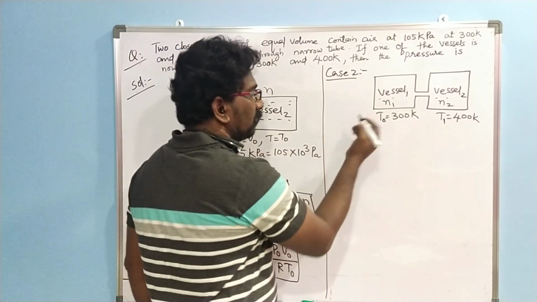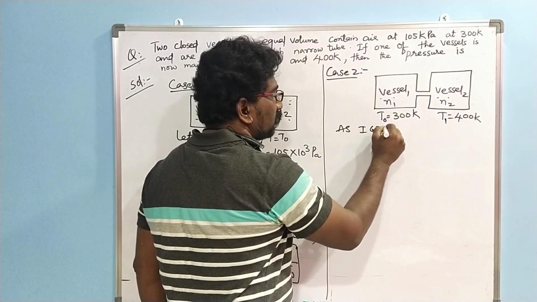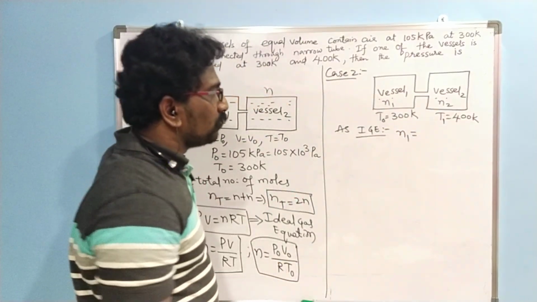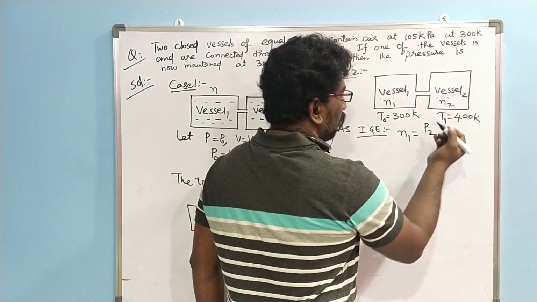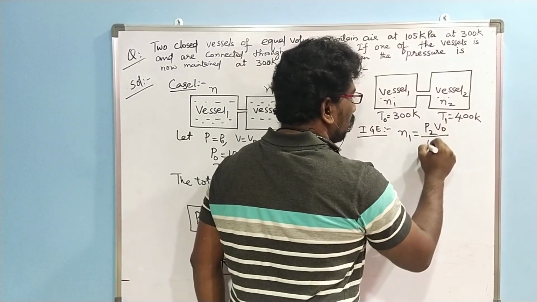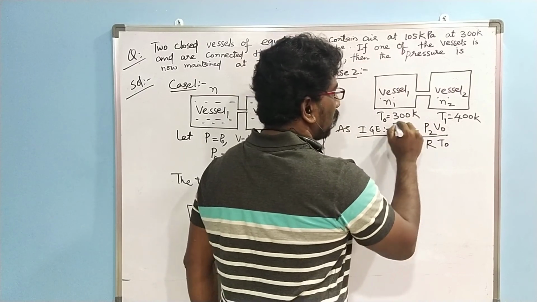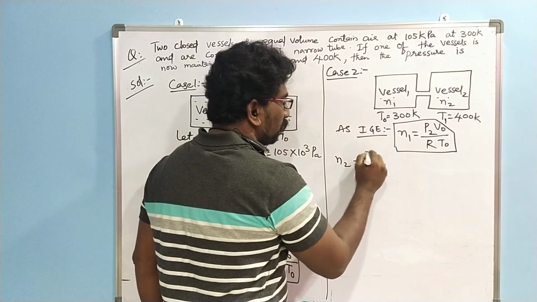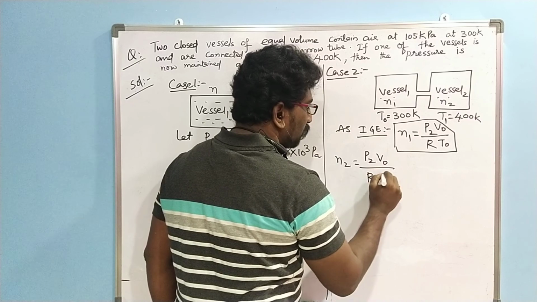Then, as per the ideal gas equation, n1 is equal to P2 times V naught (because the volume is not going to change) over R times T naught, and n2 is equal to P2 times V naught (the volume is the same) over R times T1.